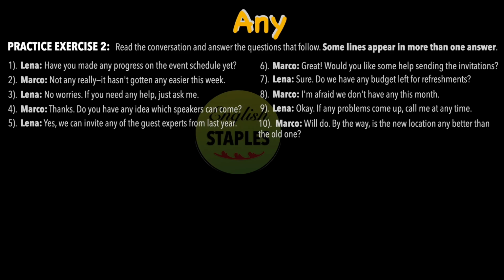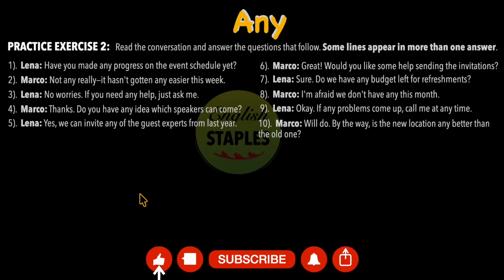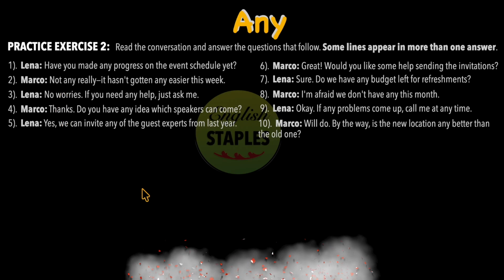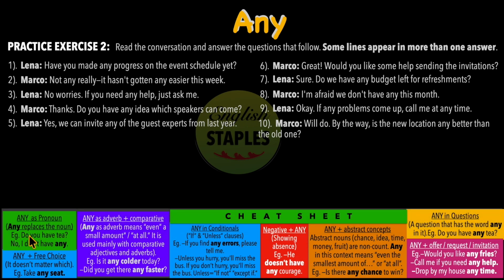Practice exercise 2. Read the conversation and answer the questions that follow. Some lines appear in more than one answer. We'll work on a few together. Pause the video and read the conversation. I attach a copy of the cheat sheet for my reference because I'm going to do a few of these with you. Okay, let's get started.